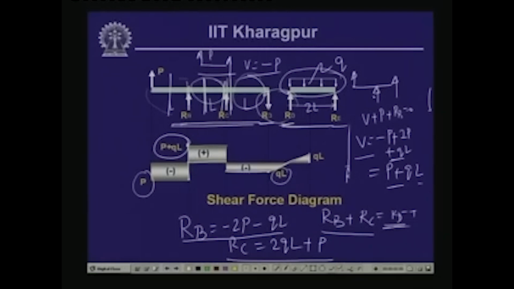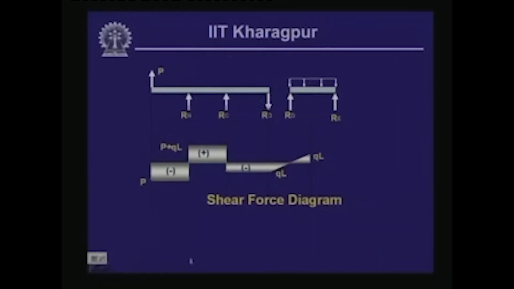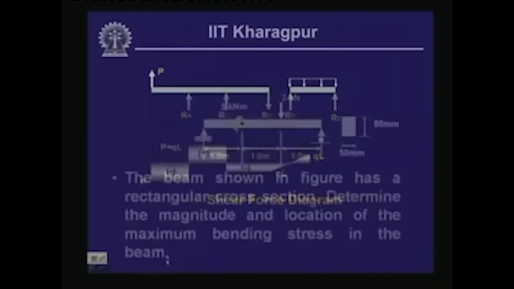Now, here you note that this is the maximum value of the shear force that we get anywhere within this. Here it is P, here it is QL, here it is QL, here it is P plus QL. So, the maximum value of the shear force is P plus QL, which occurs just after this particular reactive force B, and this is what was asked for in this particular example.